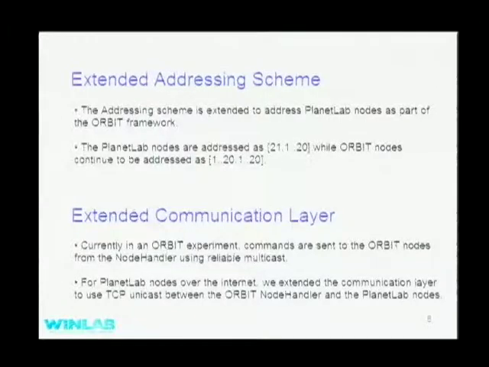In PlanetLab experiments, the PlanetLab nodes are accessed through their DNS names directly, whereas in ORBIT we address the ORBIT nodes as 1 to 20, 1 to 20, depending on their row and column number on the grid. So what we have done is we have extended ORBIT's addressing scheme to PlanetLab. We address the PlanetLab nodes as 21, 1 to 20, so that the ORBIT user gets the feel of an integrated testbed. The last thing is that we have modified the node handler to communicate with the PlanetLab nodes through TCP unicast.